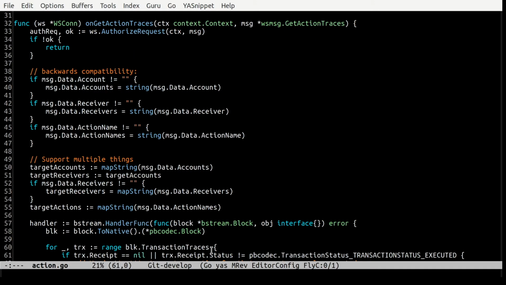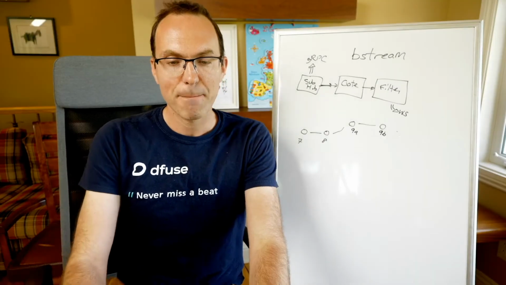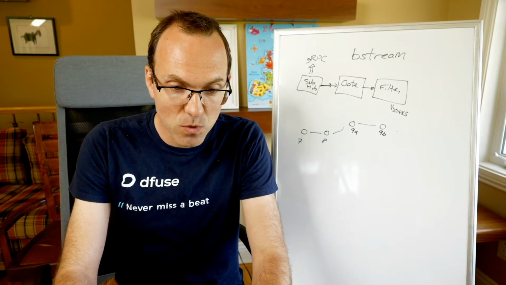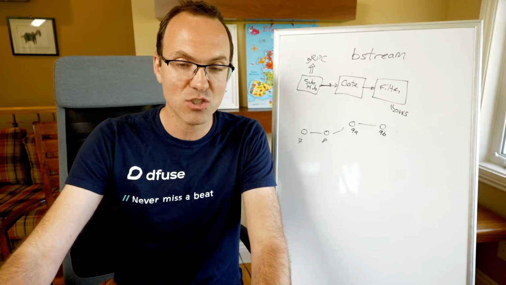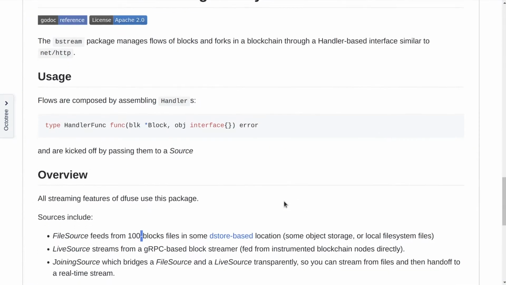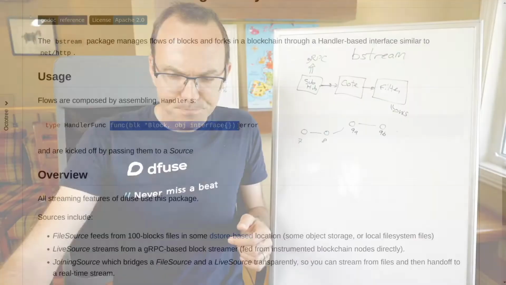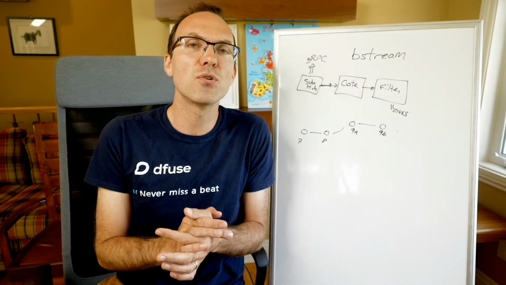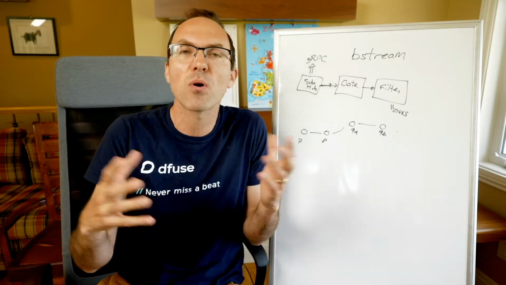Okay? I want to start just a second by showing you the interface. What does it mean to be bstream? This is the bstream repository here on GitHub, and the interface that is provided looks like this. This is the building block of the Diffuse platform in a way that is very similar to those middleware systems you have everywhere in every programming language.